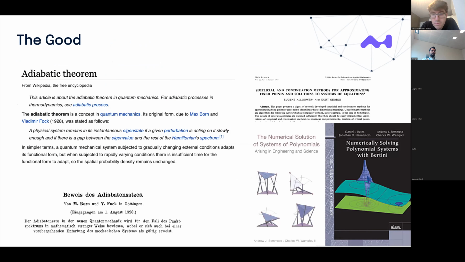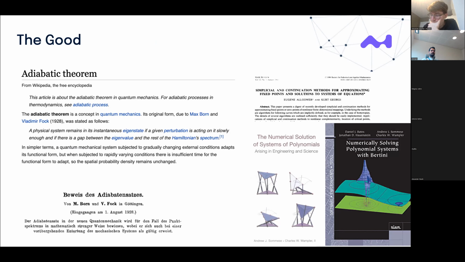Now, to appreciate what people have been trying to propose in this area, I think that it's good to start with some very early history. And the early history would be the work of Born and Fock in 1928, who have formulated the so-called adiabatic theorem. And this essentially says that if you have some start system, start Hamiltonian, and some target Hamiltonian, some target system, you can track a path from the start system to the target system, such that if you start in the ground state of the start Hamiltonian, you will end up in the ground state of the target Hamiltonian.